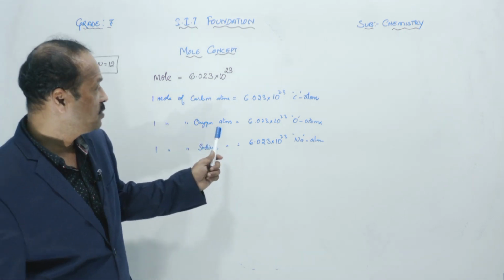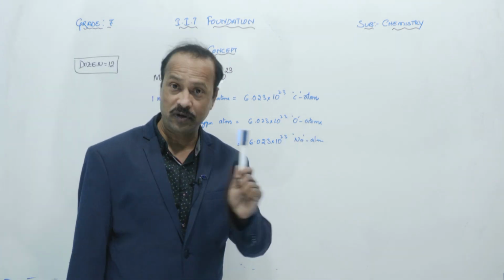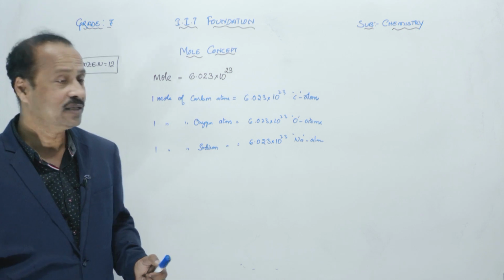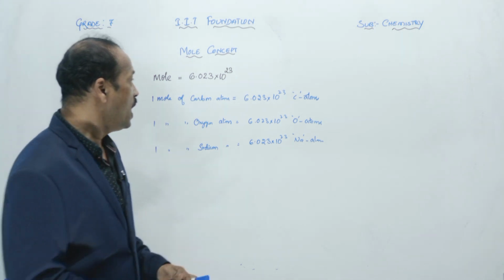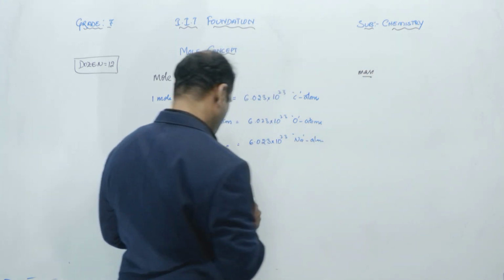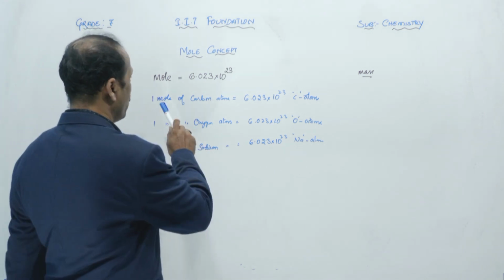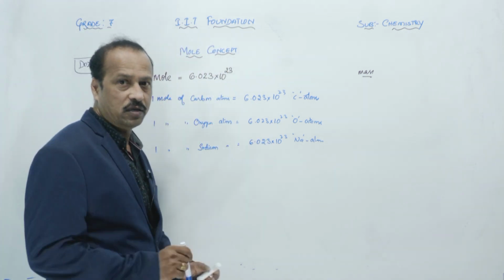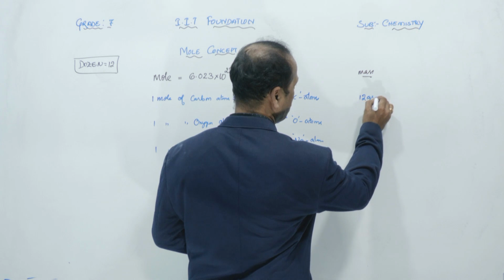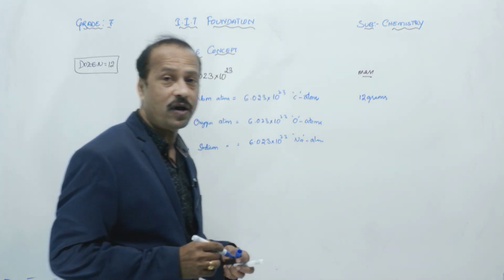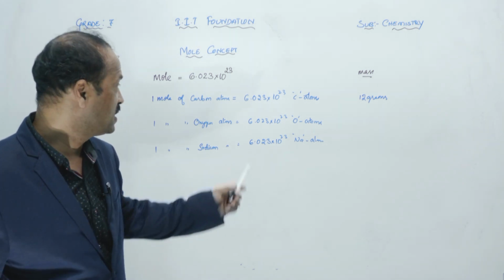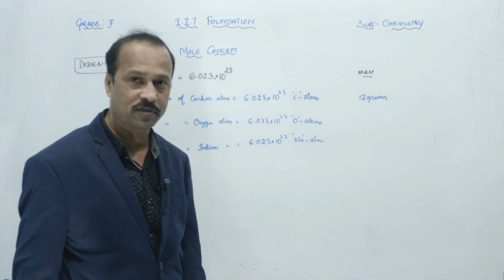1 mole of oxygen atoms means what? 6.023 into 10 to the power of 23 oxygen atoms. 1 mole of sodium atoms means what? 6.023 into 10 to the power of 23 sodium atoms. Clear? Sure. Now, let us see the mass. Now, if I ask you the mass of 1 mole of carbon atoms, okay, I will say why, but later. Now, 1 mole of carbon atoms mass is 12 grams. How many grams? 12 grams. So, if I take 12 grams of carbon, that 12 grams of carbon consists of 6.023 into 10 to the power of 23 carbon atoms.